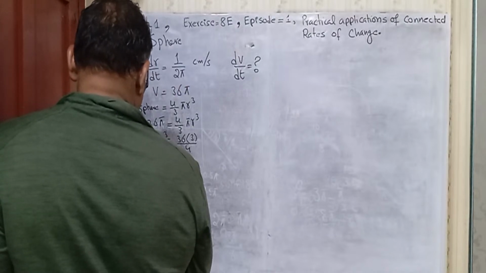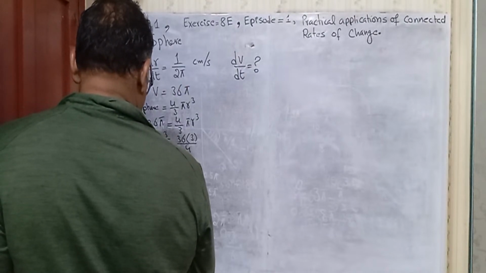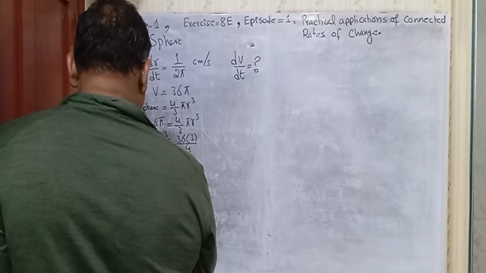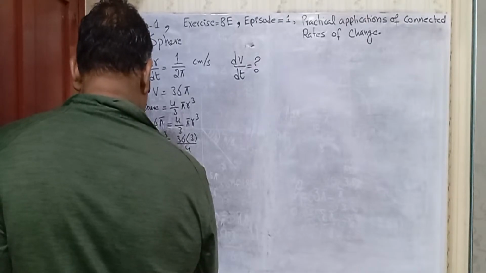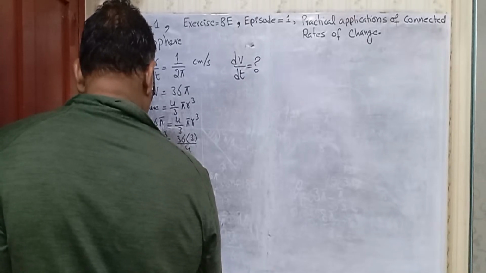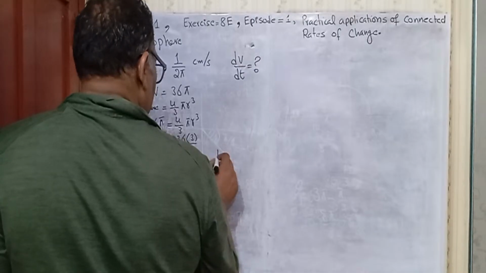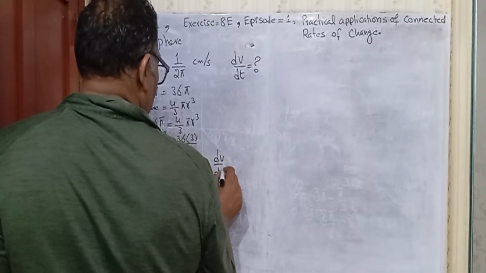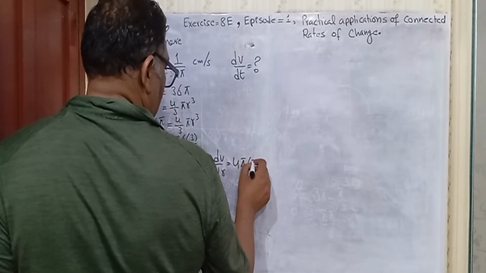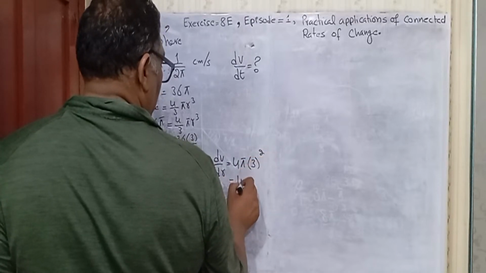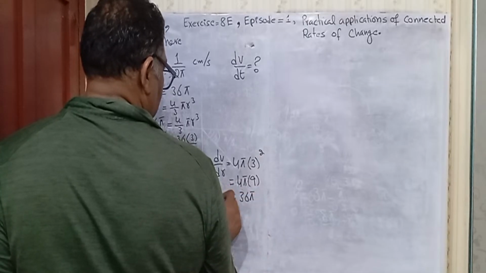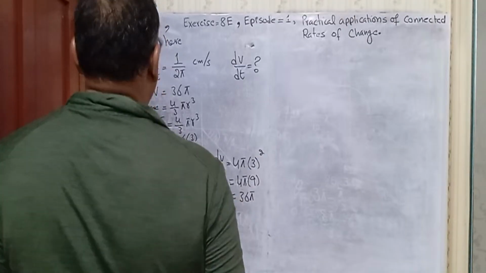dV/dr will be equal to 4/3 into pi into 3 into r square. So dV/dr will be equal to 4 pi r square. So at r equals 3, dV/dr will become 4 pi, the r value is 3, then 3 square. So it will be 4 pi into 9. So that's 36 pi. So that is dV/dr.